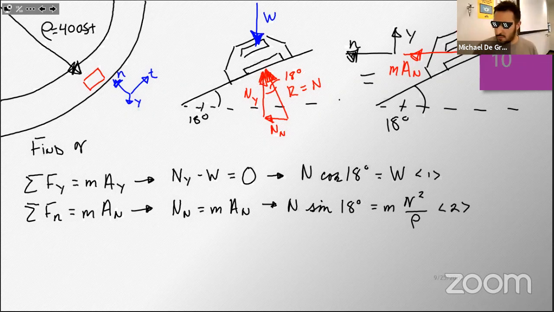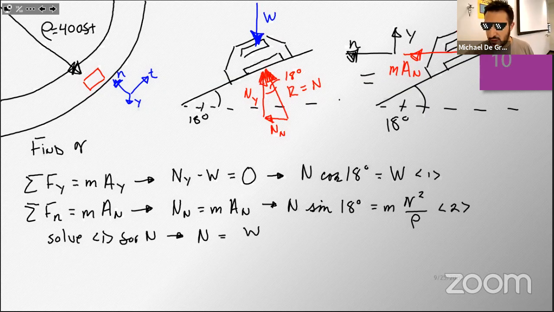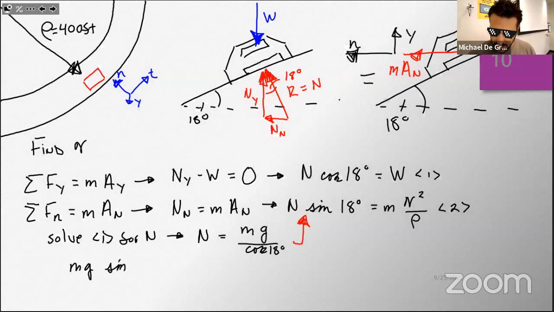I'm going to solve equation 1 for N, right? So solve 1 for N. And what will you get? You'll get N is equal to the weight, but weight is just mass times gravity. So let me say that: the mass times gravity divided by cosine of 18 degrees. And I'm going to plug this into equation 2. mg sine 18 divided by cosine of 18 degrees is equal to the mass times the velocity squared over rho.